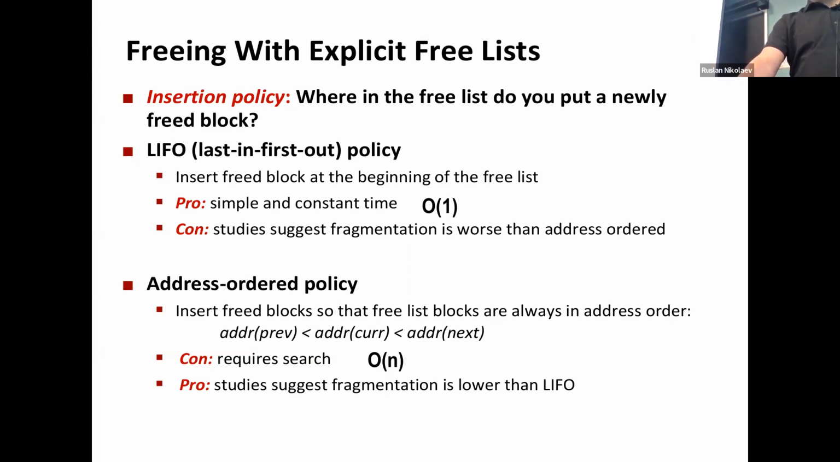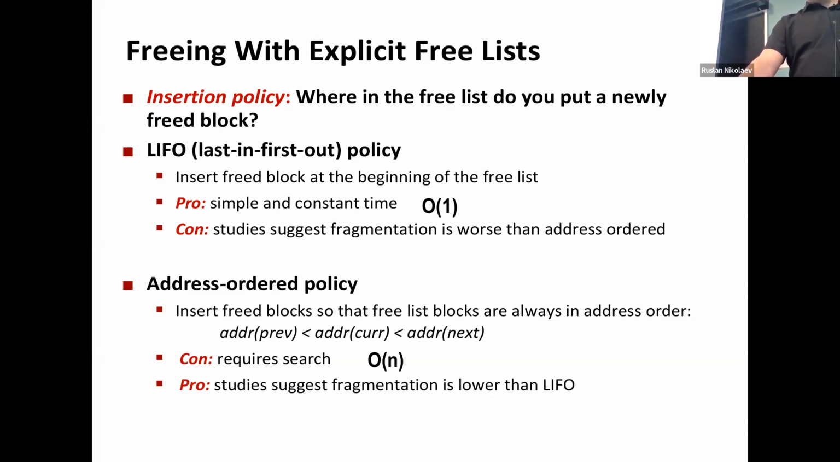But you know, some studies suggest that fragmentation can be worse, right? So when you do address ordering, now sometimes, as I said previously, you don't have to put the closest, but maybe sometimes you want to put the closest prior block as the next block, right? If you choose that policy, then you can do that, but that will often require a search, so that's going to be a linear search now. So it's no longer constant time. But fragmentation can be lower. So that's the advantage.